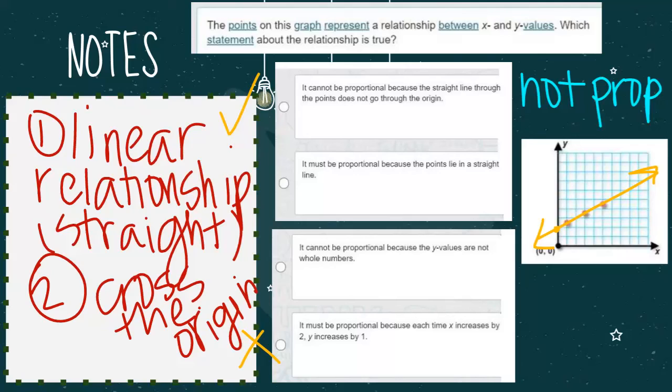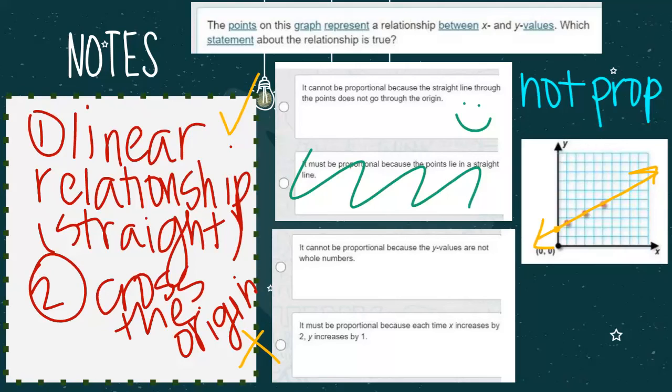So let's read through our examples. It cannot be proportional because the straight line through the points does not go through the origin. I'm going to put a little happy face right here because that sounds pretty right. It must be proportional because the points lie in a straight line, and I know that this is not true because I know this is not a proportional relationship.